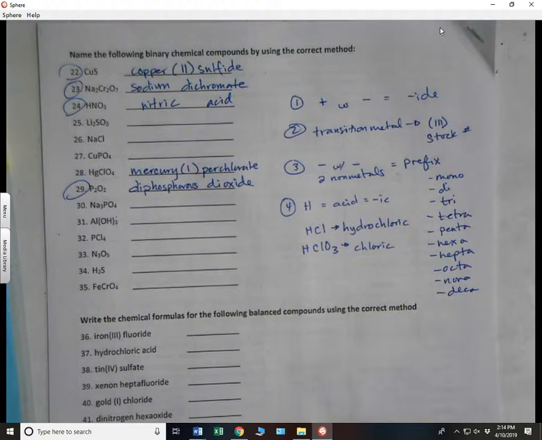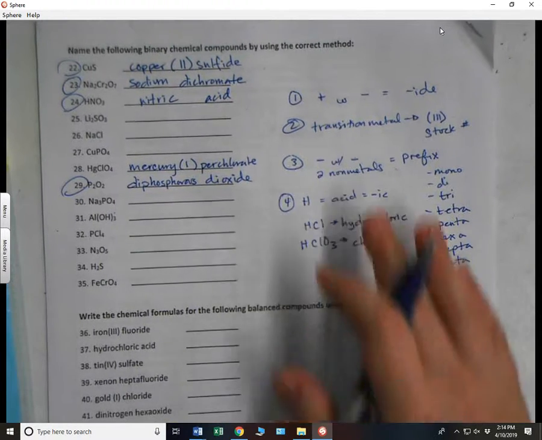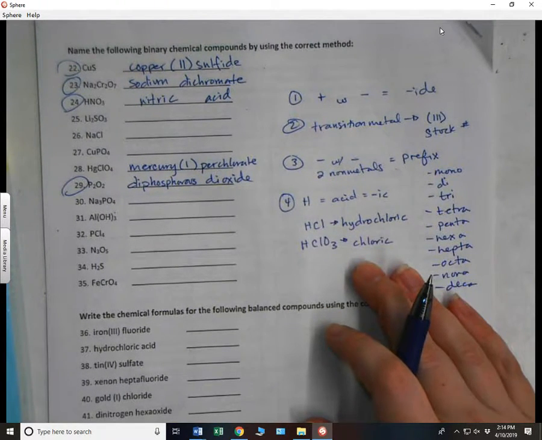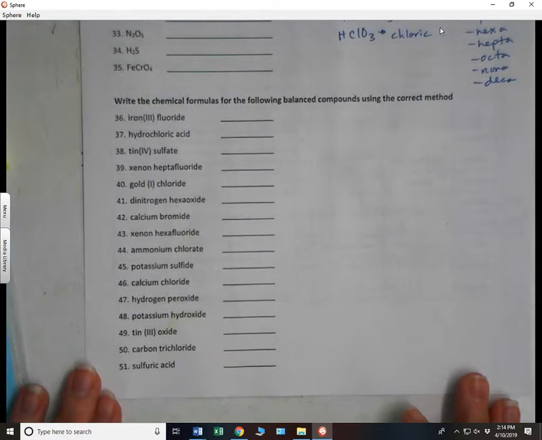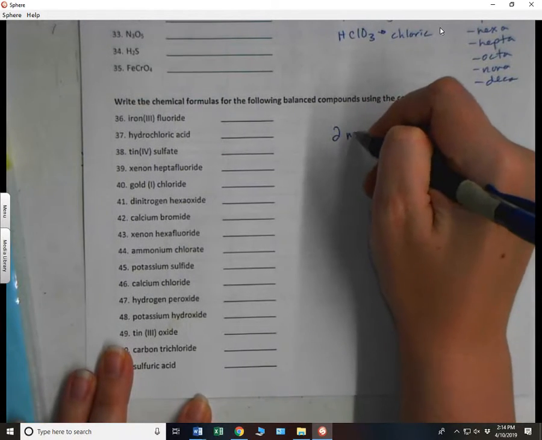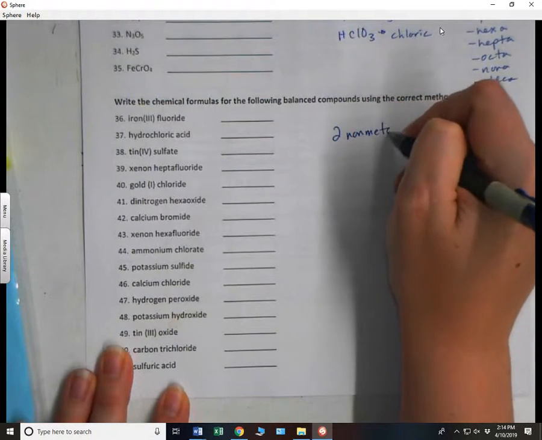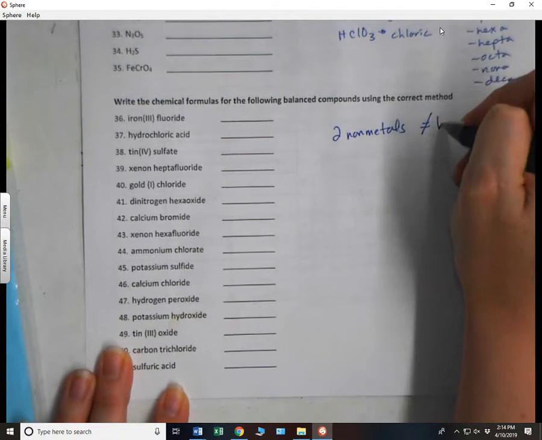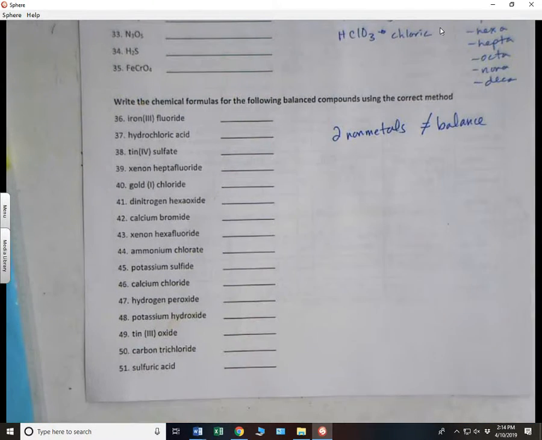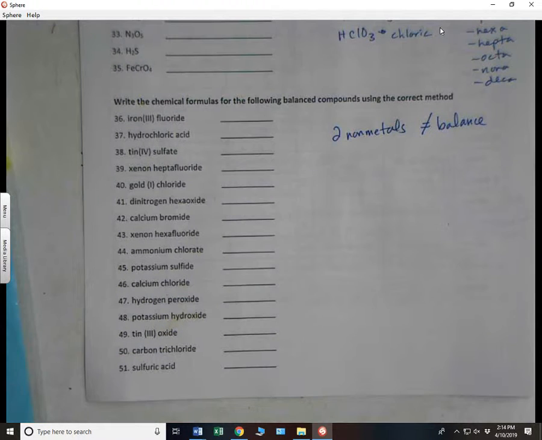Okay, so really then on the bottom, you're doing the same rules but in reverse. You're just making sure that the thing that you write is balanced if it needs to be. If there are two nonmetals, no balancing. Don't try to. It'll hurt your brain. A negative and a negative can never equal a positive. Multiplying is different.